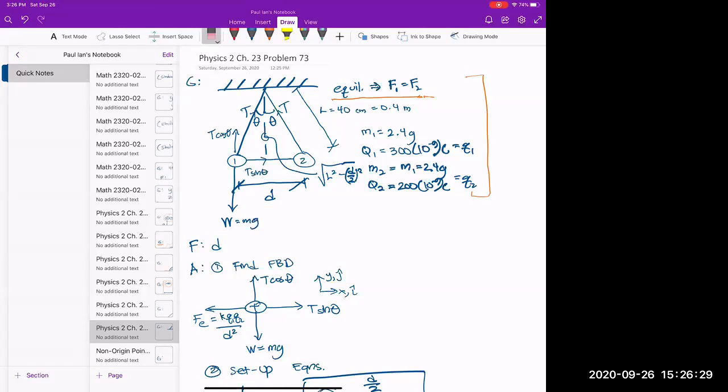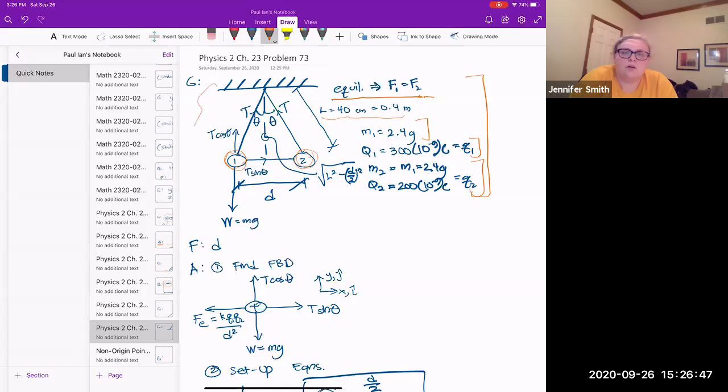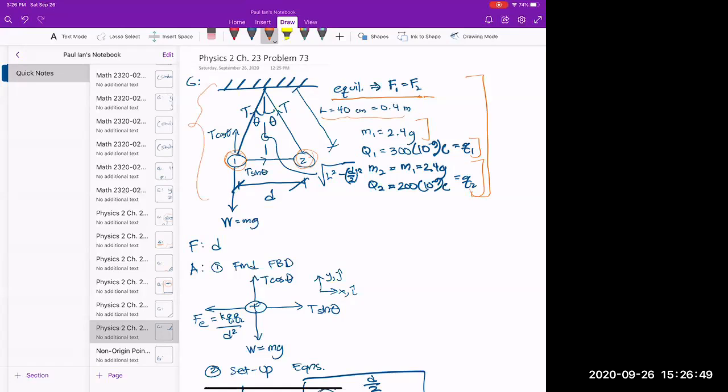And then L, he gives that to you as well. And then the M1, I think for this guy, I'm making this M1. And then the M2, the charges are these. You're given the charges and then the masses, right? So this is just me thinking about the problem.